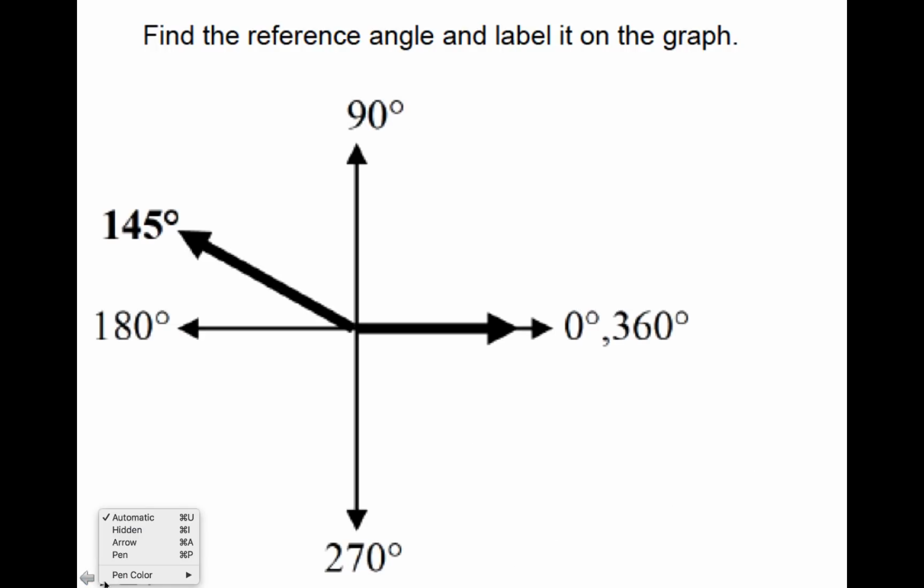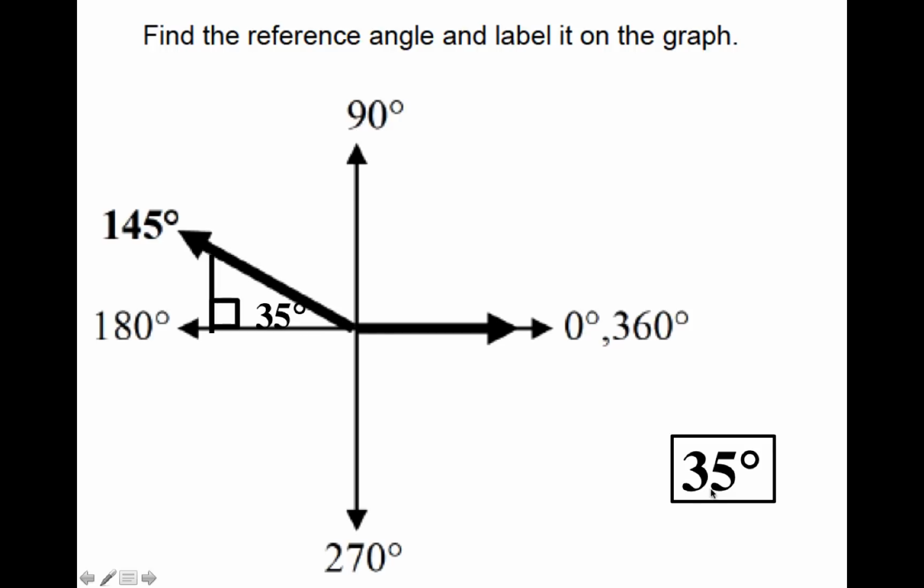Okay, this time we are told that this part is 145 degrees. We're going to draw a line from here to the x-axis to create a right angle. So if that's 145, notice that's just less than 180 by 35 degrees. That's the angle in our triangle, so that is our reference angle.